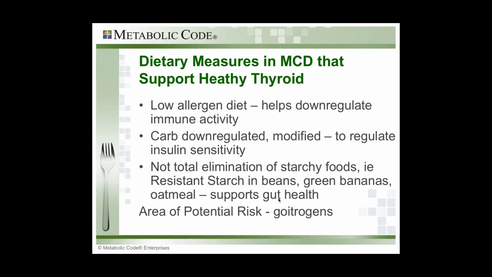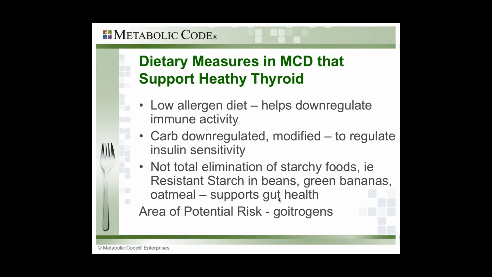So we have education in our materials about being careful to make sure to get sources of resistant starch and not eliminating those completely. For example, if a person decides they're just not going to eat bananas because it's a higher carb, high glycemic fruit. So what are our areas of potential risk?